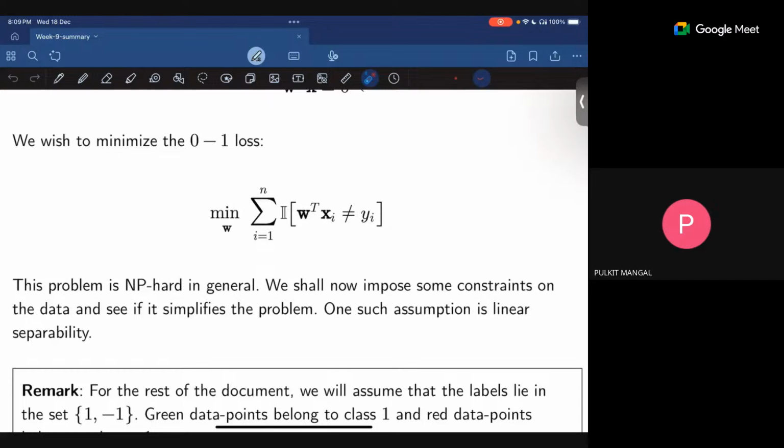One such assumption is linear separability. One remark: for the rest of the document, we will assume that all labels lie in the set {1, -1}, and green data points belong to class 1, while red data points belong to class -1. So this was a little introduction before going through the week 9 concepts.